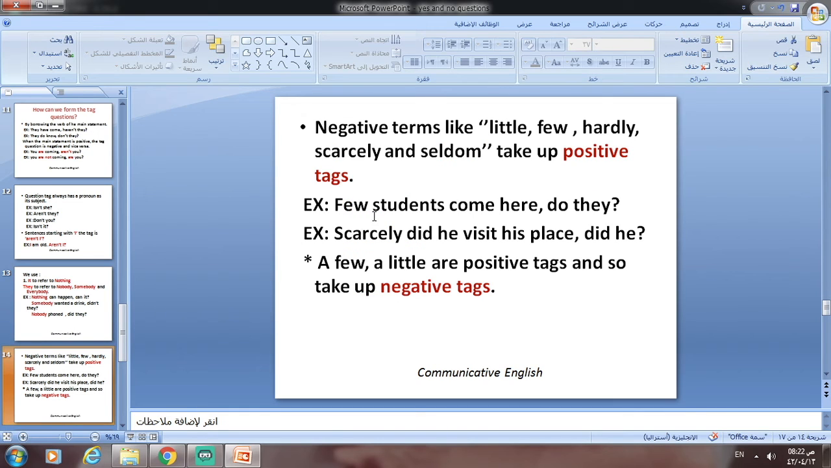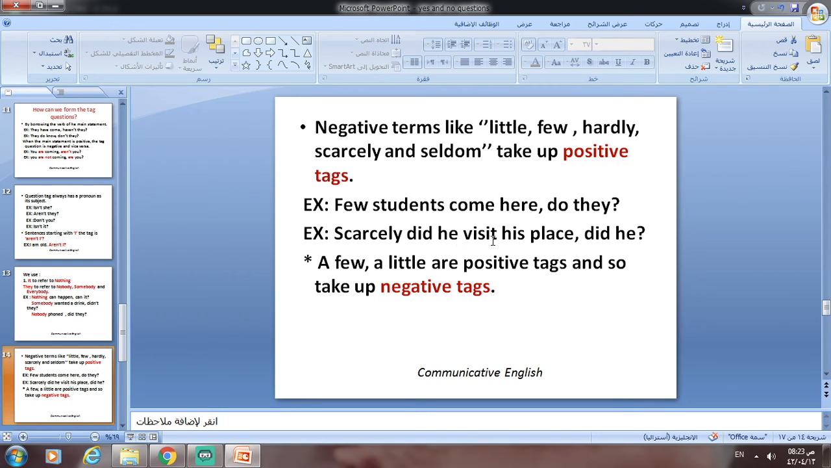So here we have few students come here. Do they? Here we use do because we borrowed it from the verb come. Okay, come is in the present form, and the present form takes do or does. So here we use do because students takes the subject pronoun they, and they takes do. Okay, it's very important to know this.